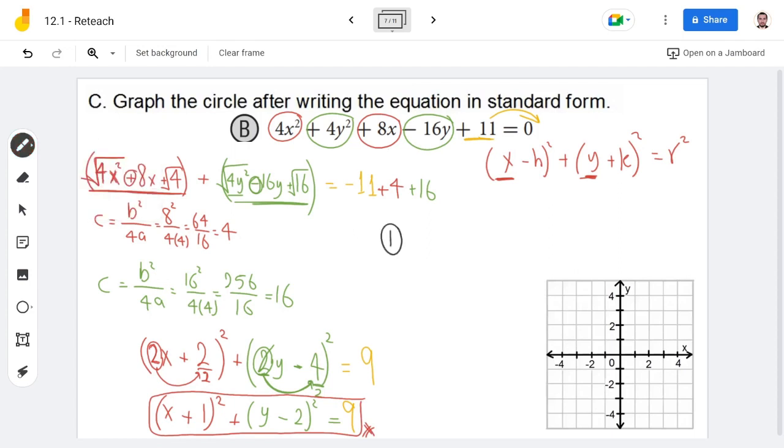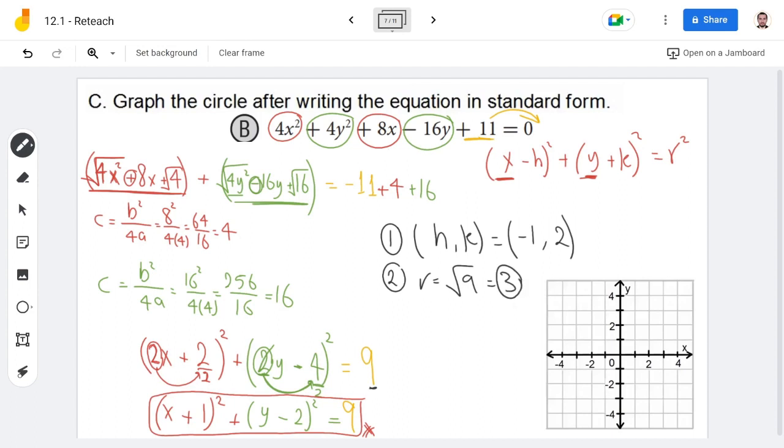What's the first step? H and K. Always H and K, and always both of them opposite sign. What's H? -1. What's K? +2. Always opposite sign. Number two, we need to find the radius. As you can see here, the 9. Always take the square root. The square root of 9 is equal to what? 3. So the radius is 3.